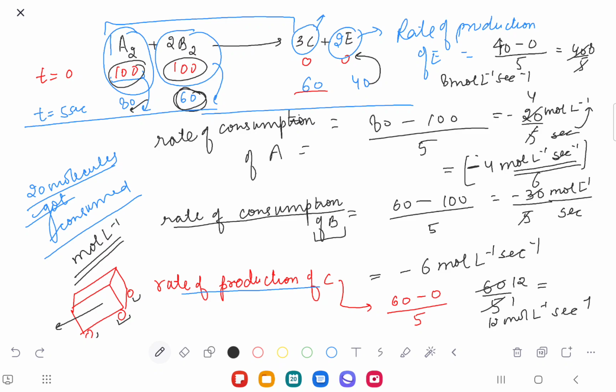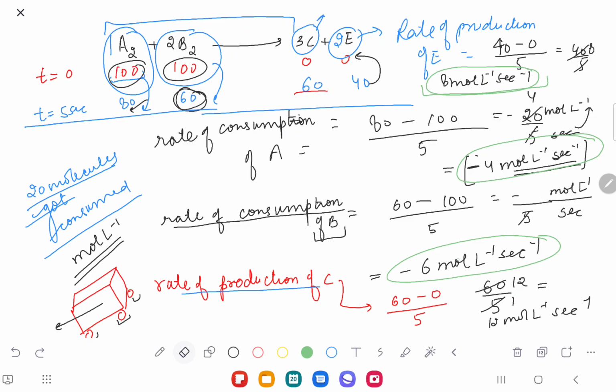Here we got the speed value as 8. This was the speed of one wheel. This was actually the rate of production of E. This was the rate of consumption of A. This was the rate of consumption of B. Oh, it was 40. I'm so sorry. This was 40, 40 over 5. That would be 8. And this was the rate of production of C.